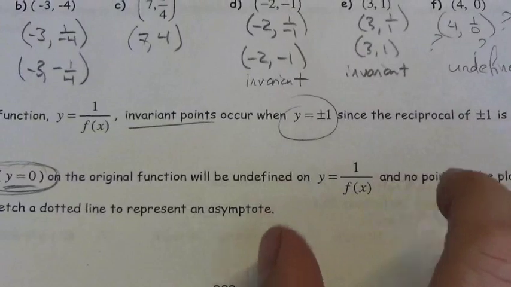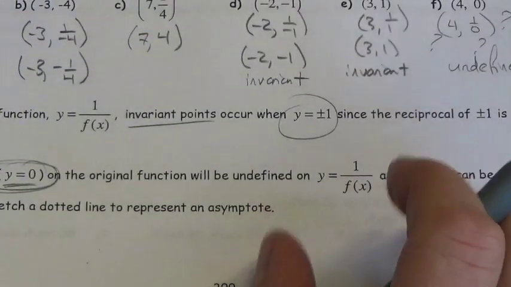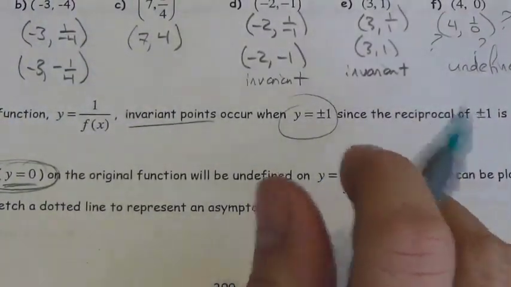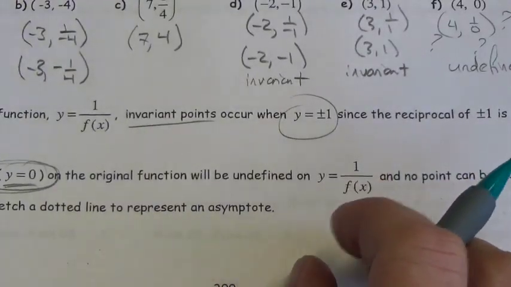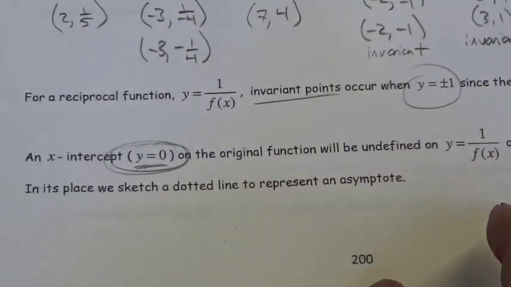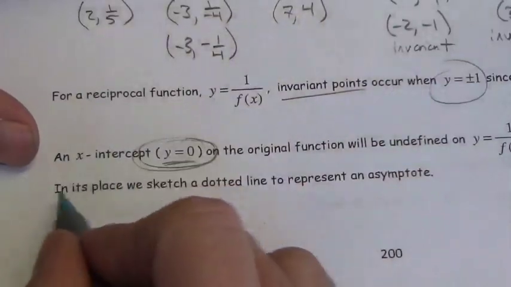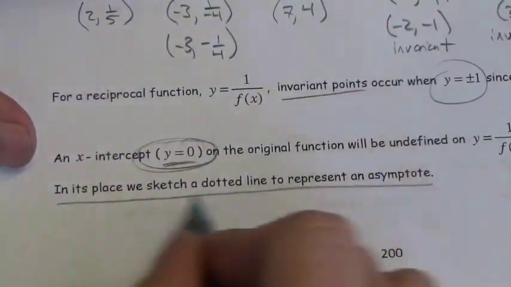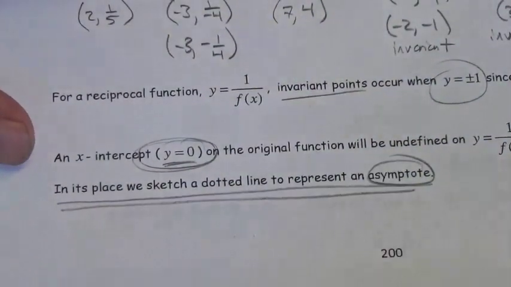Now, that means that there's going to be this weird sort of a gap in the graph where all of a sudden there's a spot where the graph is no longer defined. Now, in its place, we're going to draw a dotted line, and it's going to represent this thing that we call an asymptote. We're going to talk about that in just a moment.